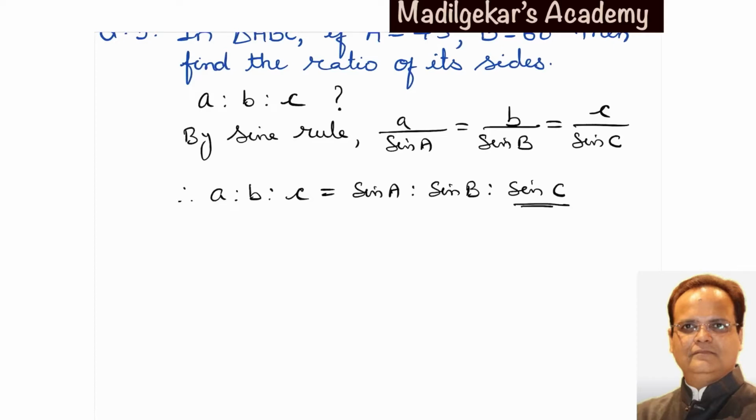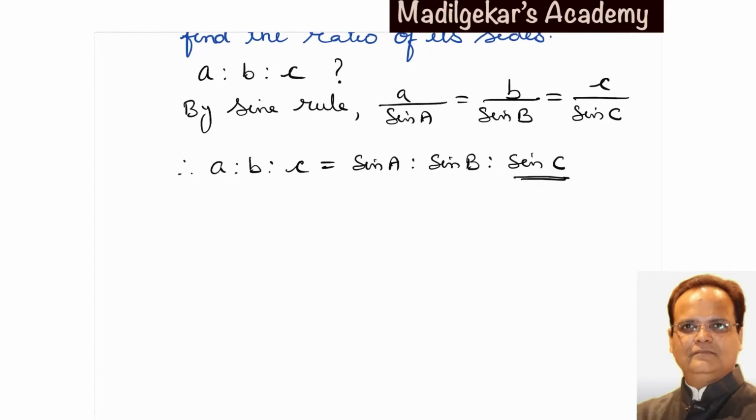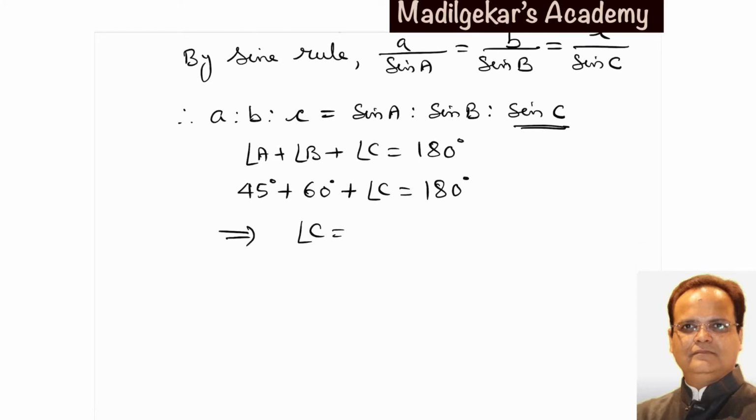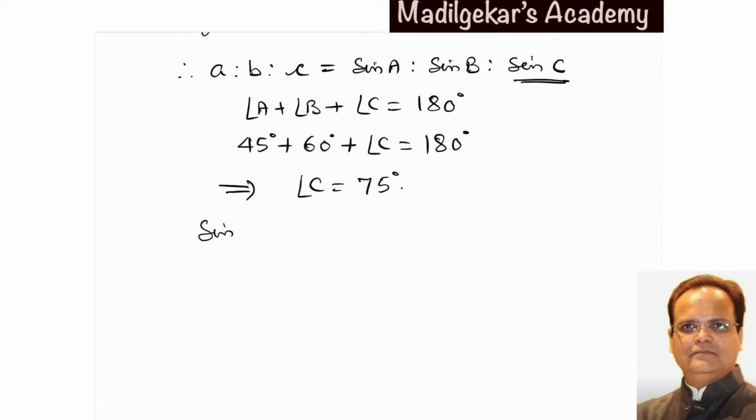So we must find first sine C. For that, angle A and angle B are given. By angle sum property, sum of all angles of a triangle is 180 degrees. Angle A is 45 degrees, angle B is 60 degrees, plus angle C is 180. So angle C is 75 degrees. Let us find sine C now, means sine of 75 degrees.